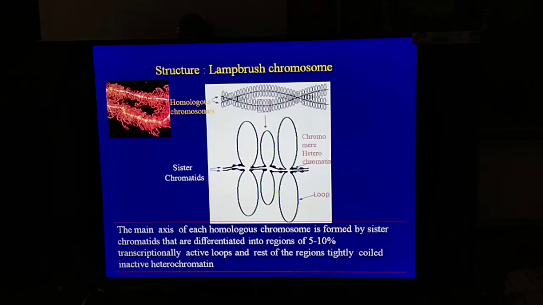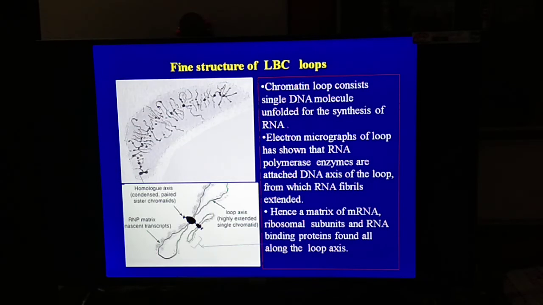The main axis of each homologue is formed by sister chromatids that are differentiated into the regions of transcriptionally active loops. These are transcriptionally active loops. They form about 5 to 10% of the chromosome, and the rest of the region is tightly coiled into inactive heterochromatin. What is the fine structure of Lampbrush loops?